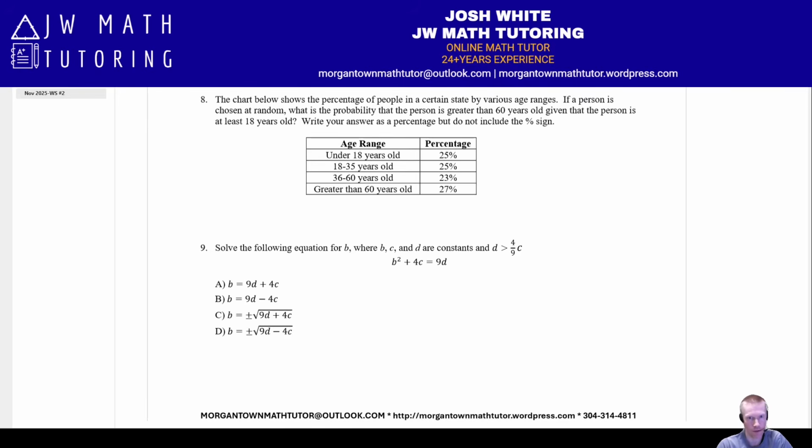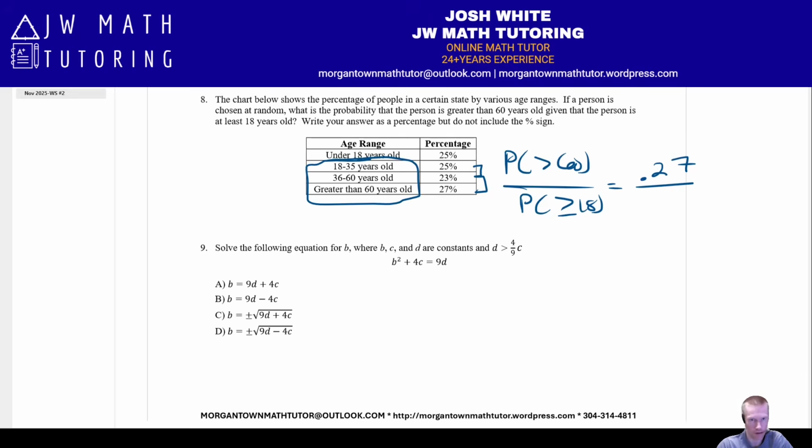What's the probability that the person is greater than 60 given that the person is at least 18 years old? So all we're doing here is saying, probability greater than 60, probability greater than or equal to 18. So probability greater than 60, well, that's 0.27 or 27%. Probability greater than or equal to 18, that's the sum of these three groups right here. That's basically all the groups except the under 18.